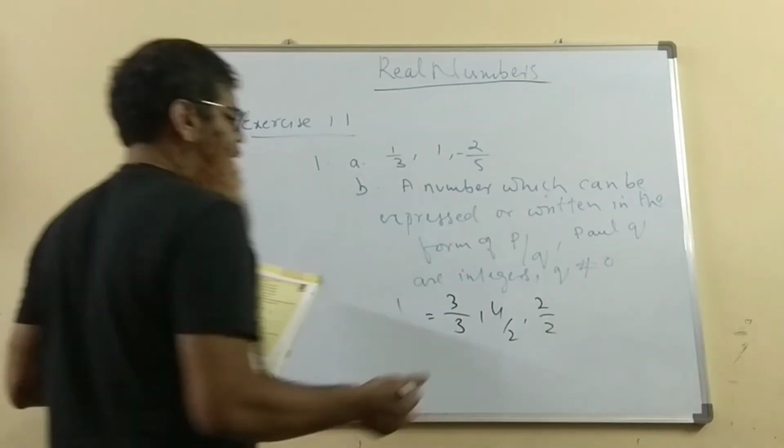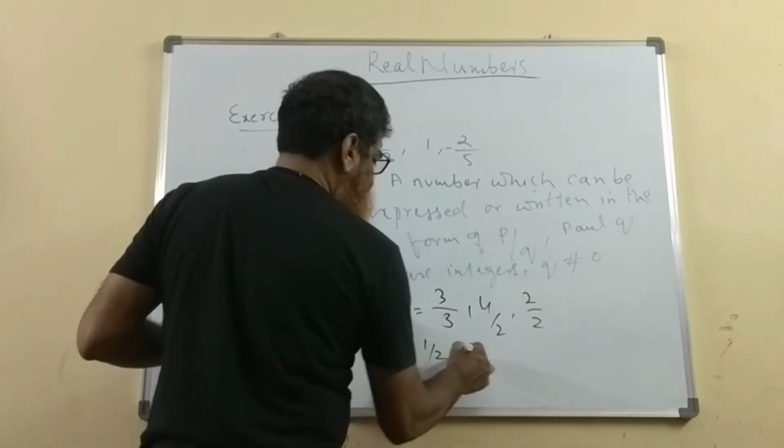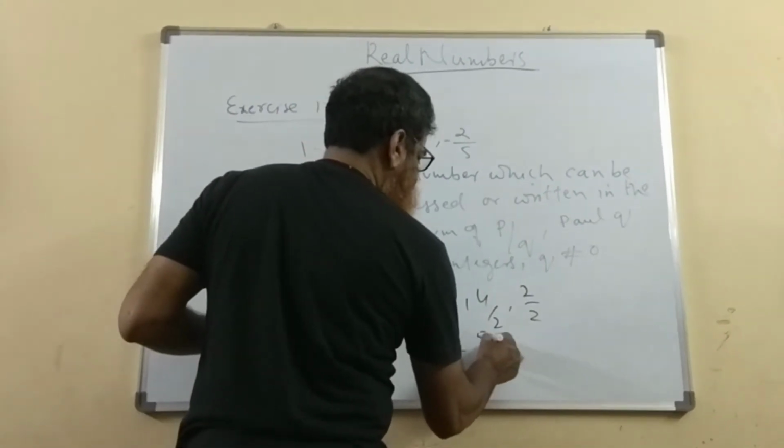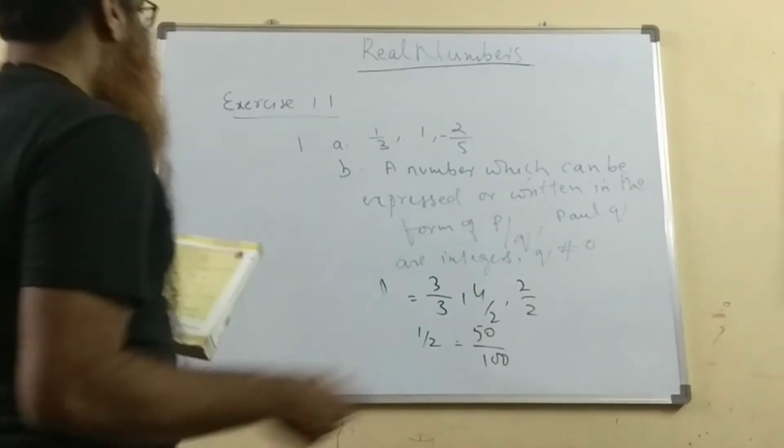You can take any number, not just 1. It can be, say, 1 by 2. 1 by 2 is equal to 50 by 100. These are all rational numbers.